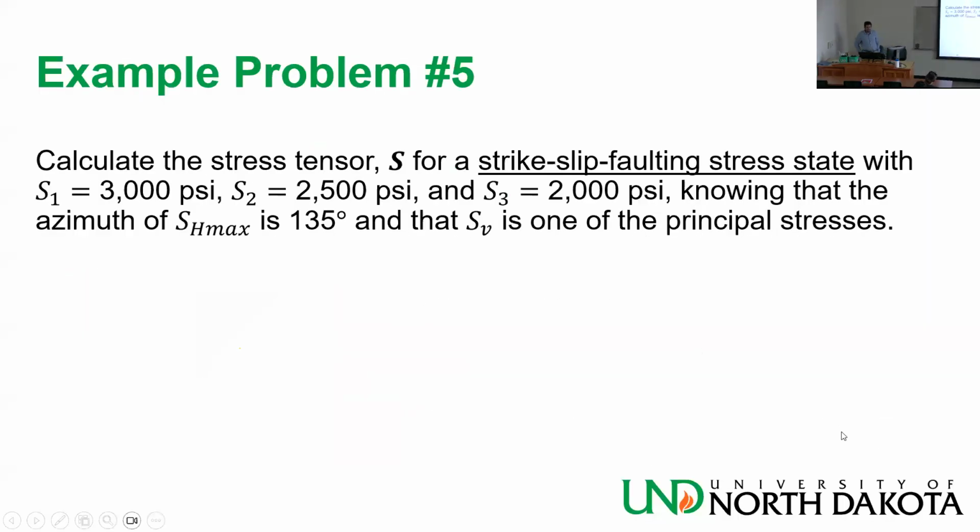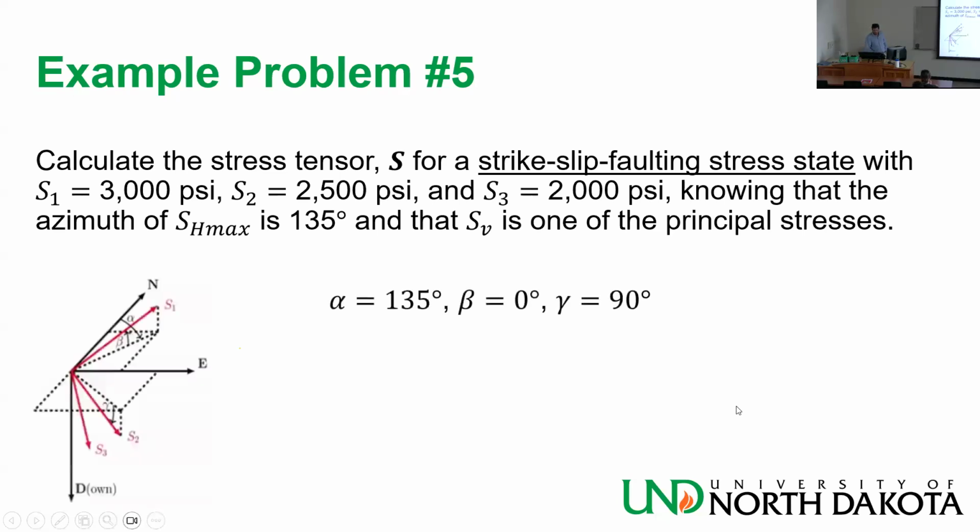Calculate the stress tensor S for a strike slip faulting stress state with S1 equals 3,000, S2 2,500, and S3 2,000, knowing that the azimuth of SH max is no longer in the north-south direction as it was before. Now it's 135. And the SV is one of the principal stresses. So now my alpha is no longer what it was for strike slip, 0 or 90. Now it's 135. So I changed one of them.